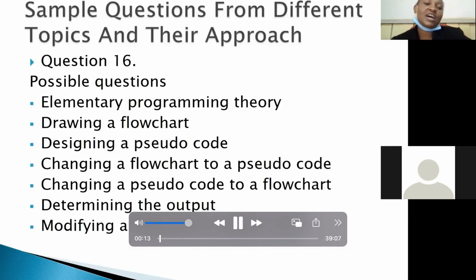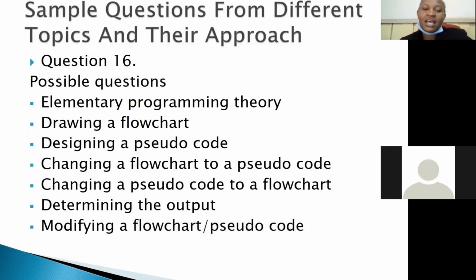Welcome. Let's now look at some of the sample questions that can be tested and how you can approach them. To start with, I'm going to sample question 16 and then we'll move on. Possible questions that can be tested in question 16 include a question on elementary programming theory, like state, give the advantages, define. For example, state two language translators.